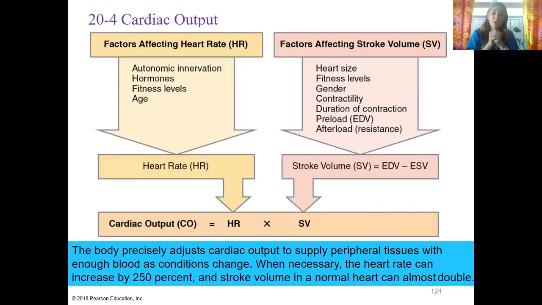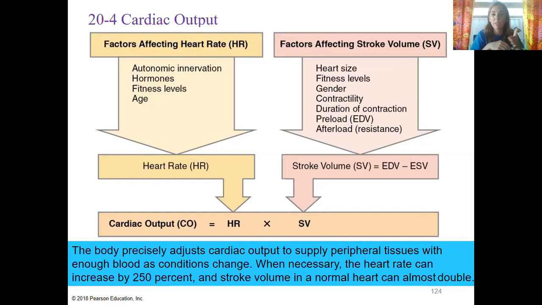Okay, so let's go back and talk a little bit deeper in regards to the factors that can affect the heart rate. For autonomic innervation, remember, parasympathetic will be for our rest and digest side, so it's going to slow the heart rate, whereas sympathetic is going to increase it, because that's going to be during your times of fight, flight, or freeze, stressful events. Hormones, we've already said that.